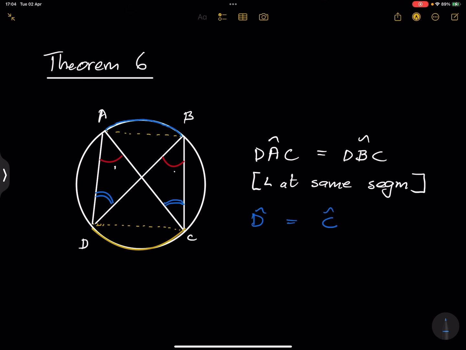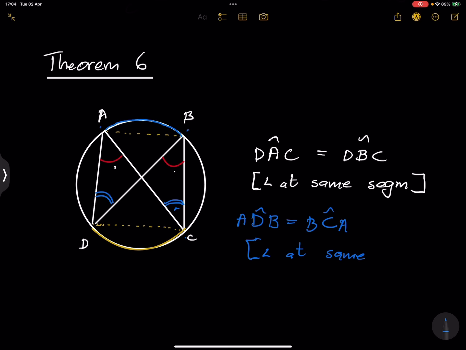Or you can say ADB is equal to angle BCA. So remember, BCA would be that angle over there. Right, once again, why? Because angles at the same segment are equal.